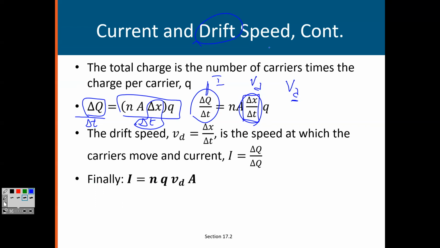So we have finally this equation, because delta Q over delta t is the I, and delta x over delta t is the drift speed. So as expected, the current has to be related to the speed of the charges, because the definition of the current is the flow of charges. So I is proportional to the drift speed of the charge carriers.